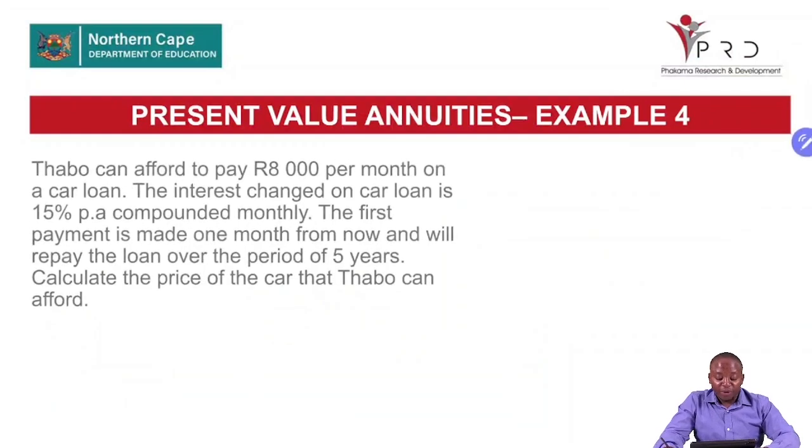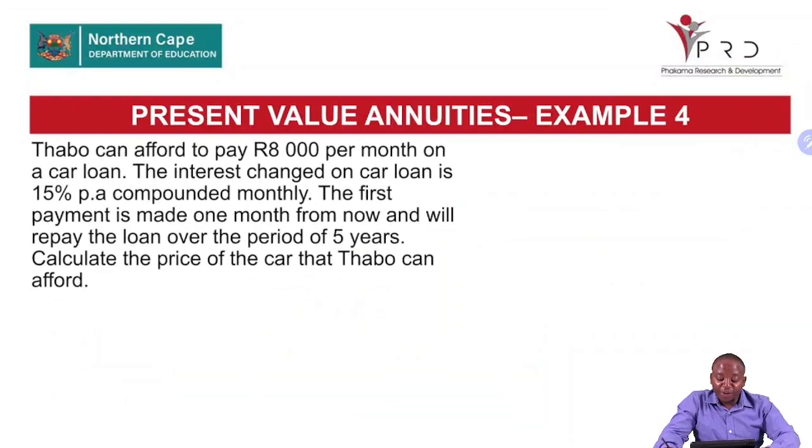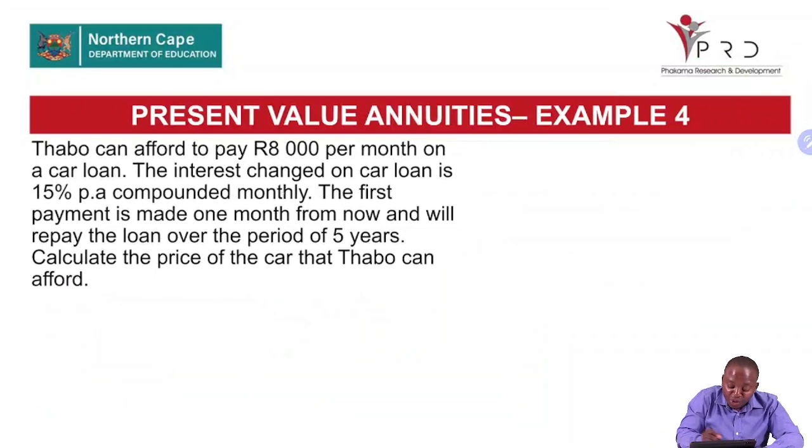Now let's look at the fourth example. Now present value annuities again. In this example, we are told that Tabo can afford to pay 8,000 per month on a car loan. If the interest rate charged on a car loan is 15% per annum, and the first payment is made 1 month from now, which is a normal situation, and will repay the loan over the period of 5 years, calculate the price of the car that Tabo can afford.